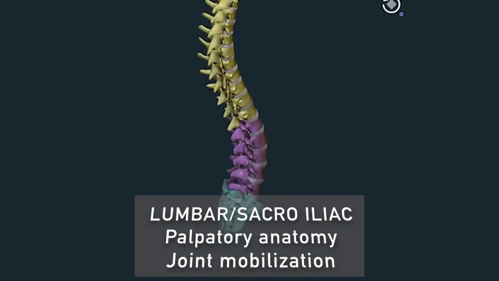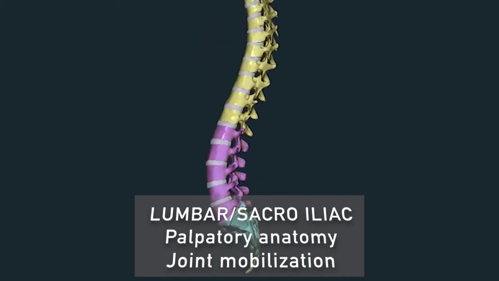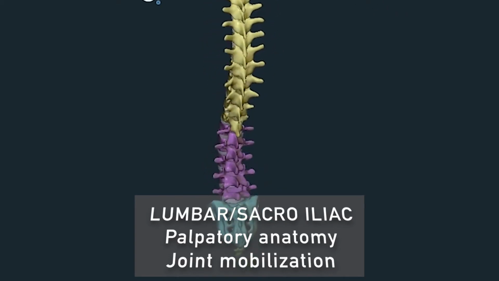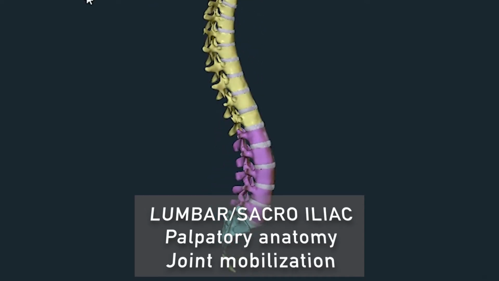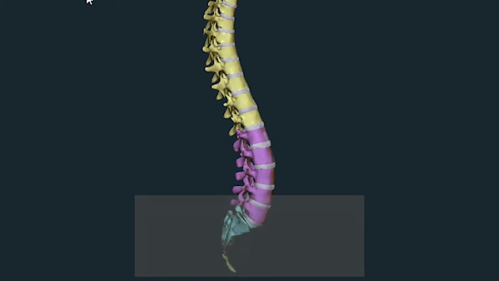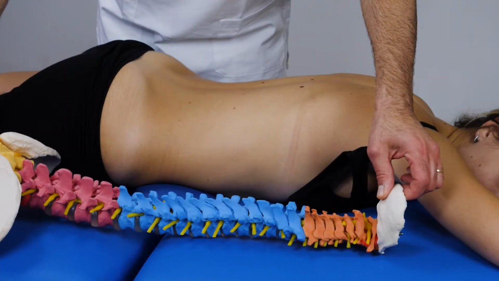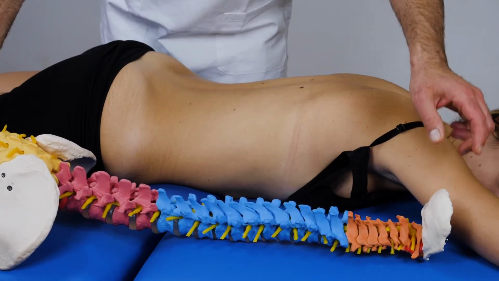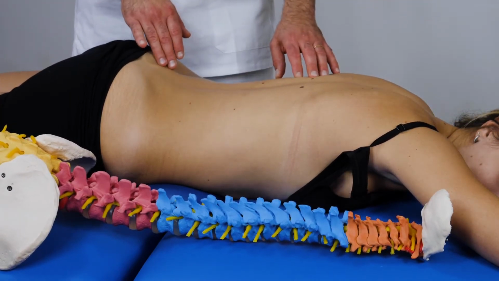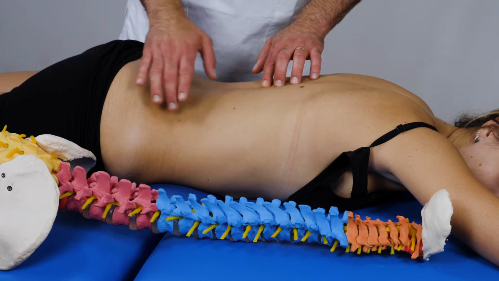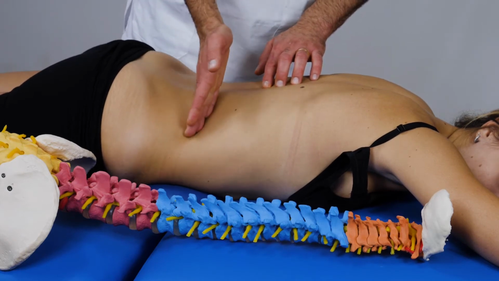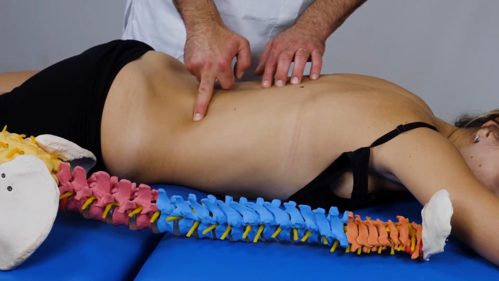This video is dedicated to the lumbar and to the sacroiliac tract. So now I'm going to show you the reference points in order to perform the joint mobilization. In this video, we are going to make a comparison between the bones of the spine on the model here, the plastic model, as well as on the patient.